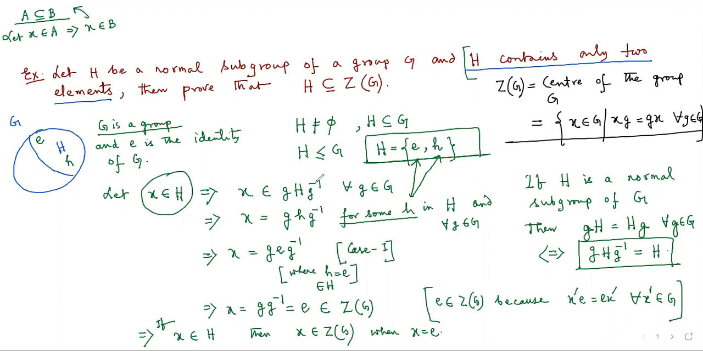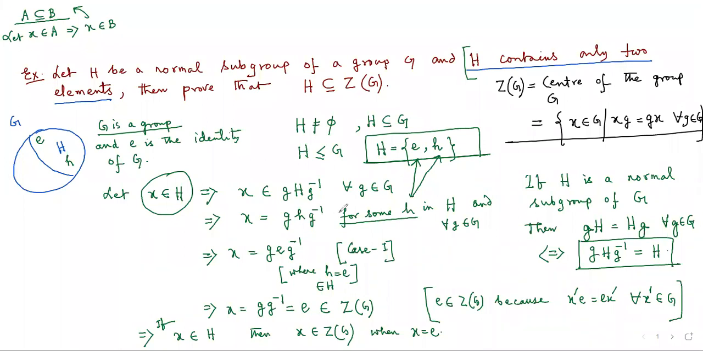Let H be a normal subgroup of a group G. Then H is the subset of the center of the group. Number one, H contains infinitely many elements; H contains identity element only; H is equal to G; and H contains only 2 elements. So these are the 4 options.